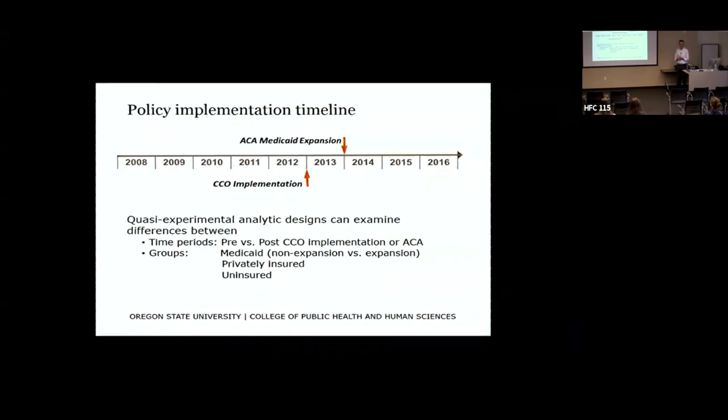There are two big events that happened there: CCO implementation essentially at the beginning of 2013, and Medicaid expansion at the beginning of 2014. That allows us to use quasi-experimental analytic designs. We'll compare, for example, pre-CCO versus post-CCO, or we may also compare Medicaid versus other types of insurance. So we'll see multiple different types of comparisons, but all generally within this timeline for the data sets that I just talked about. So Jangho is going to talk about a couple of studies, and then I'll talk about three.